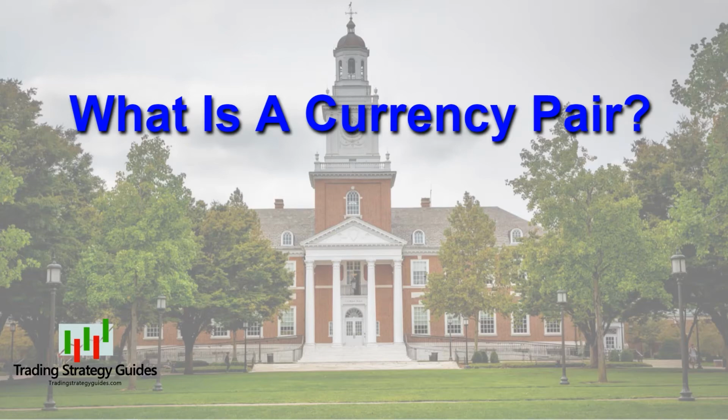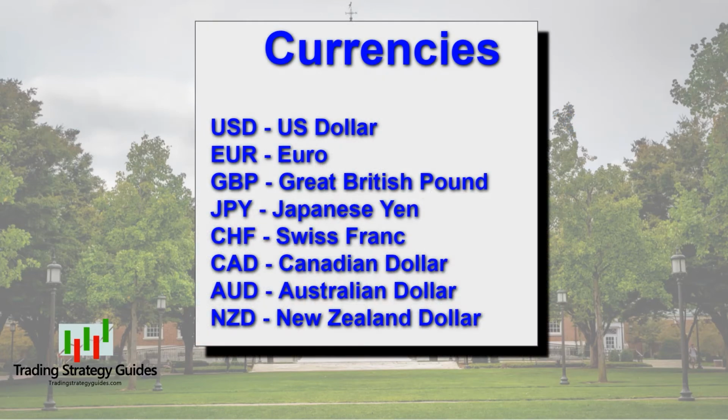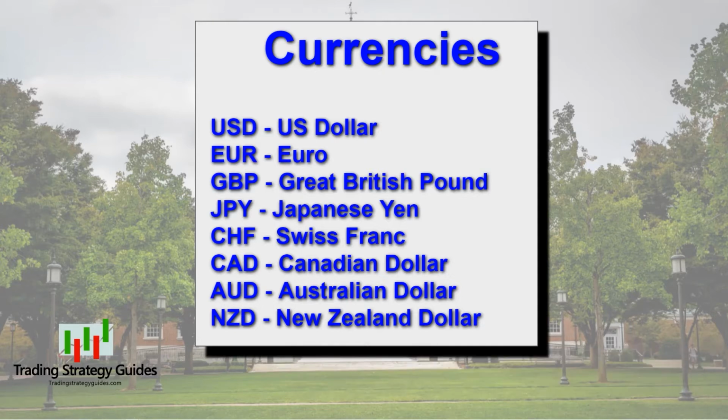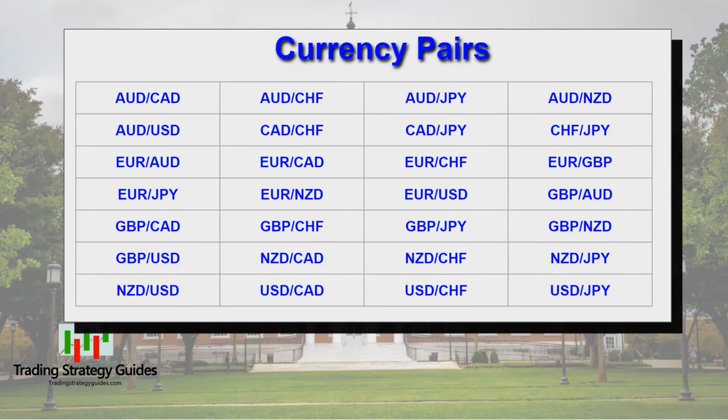Those would be the pairs that include these currencies: the USD or US dollar, the EUR or Euro, the GBP or Great British Pound, also known as cable and sterling and all sorts of other things, JPY, Japanese yen, CHF, the Swiss franc, CAD, the Canadian dollar, AUD, the Australian dollar, and NZD, the New Zealand dollar. Now, these are the typical pairs that are made up from these 8 currencies. I'm not going to name all of these. You can look at them yourself.